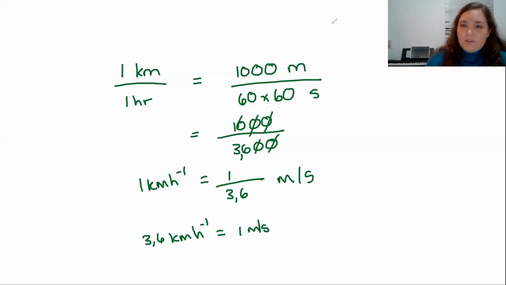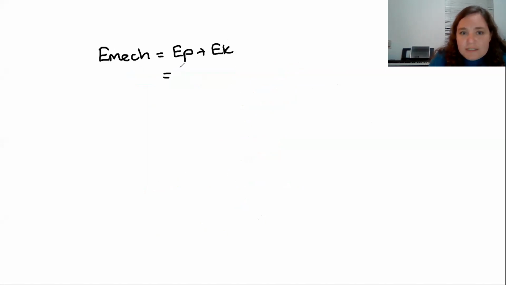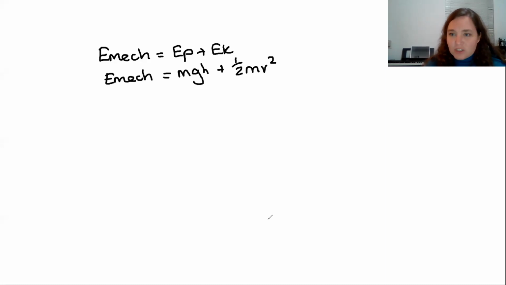Now, with the idea of mechanical energy, the mechanical energy at any point is equal to the sum of the potential energy plus the kinetic energy, which means we'd usually say that it's going to be equal to mgh plus a half mv squared. So my mechanical energy at any point can be determined using this equation. So at any point, I can work out what it is.